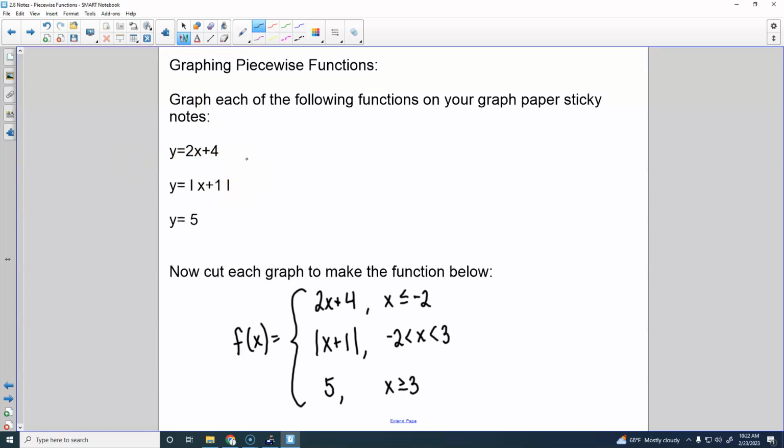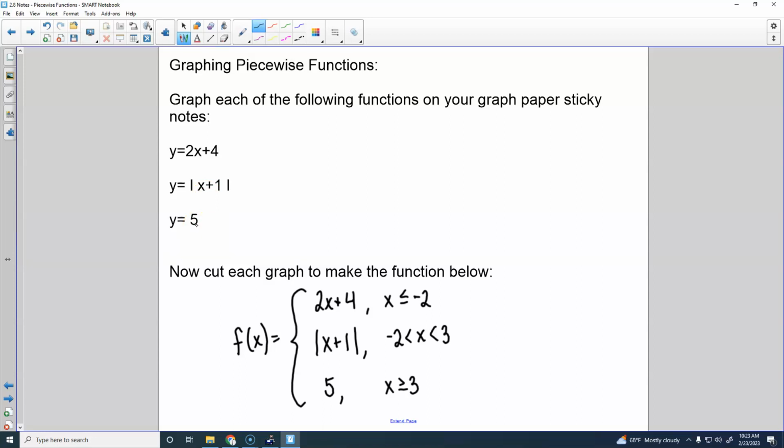If you have never quite got piecewise functions right, maybe this will help you. If you already understand it, it'll just further solidify what you know about it. So what I want you to do is graph these three separately on your 3 sticky notes that you've got.